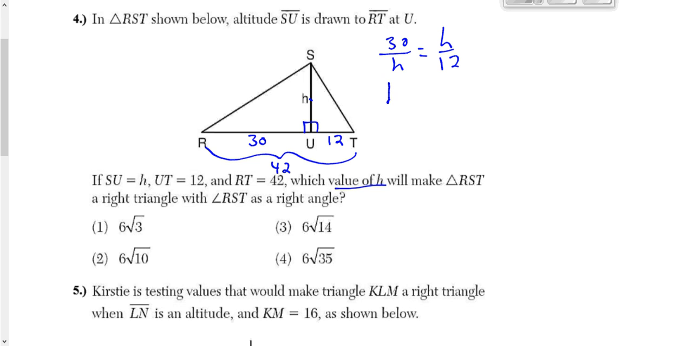So H squared equals 360. That's the one I was thinking about earlier, isn't it? I wrote 360 instead of 180. I got to stop thinking ahead so much.